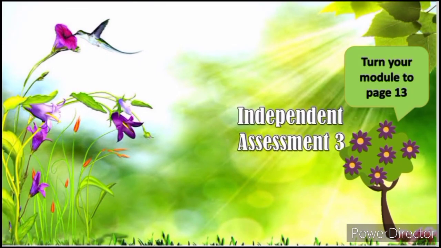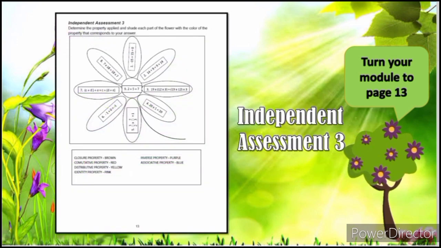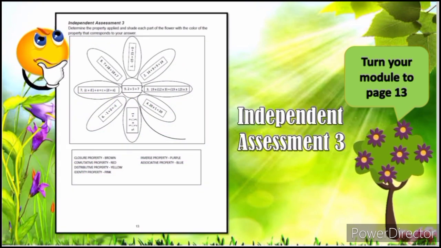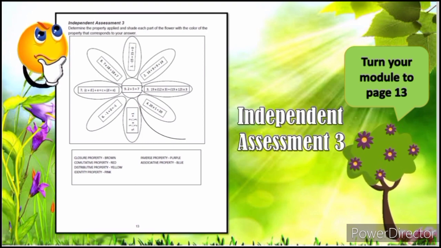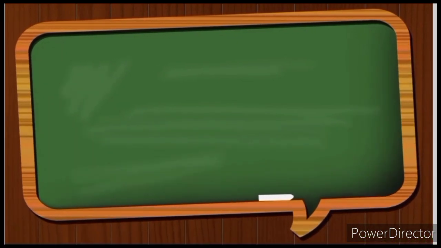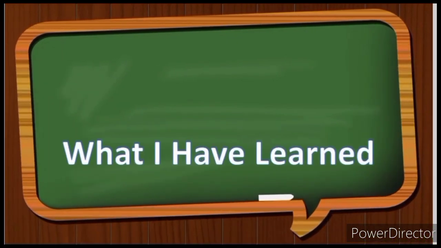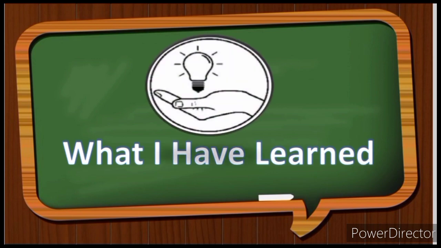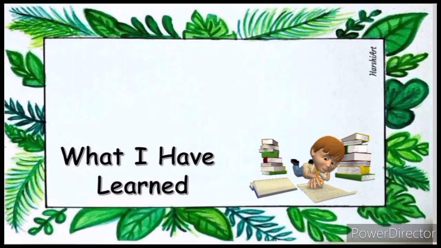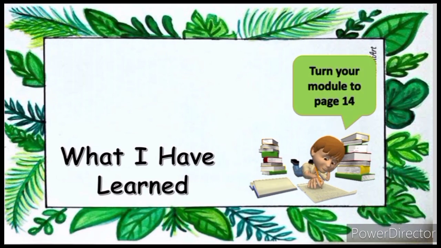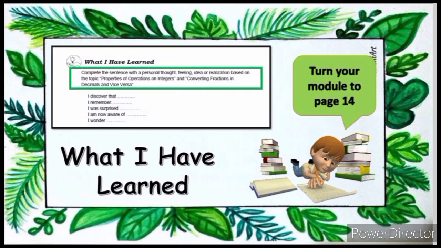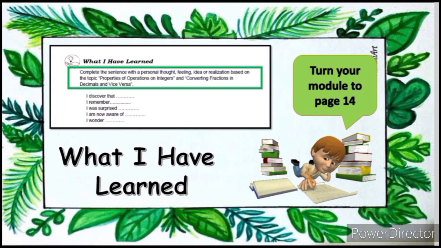Independent assessment number 3. Turn your module to page 13. Determine the property applied and shade each part of the flower with a color of the property that corresponds to your answer. What I have learned. Turn your module to page 14. Complete the sentence with a personal thought, feeling, idea, or realization based on the topic, properties of operation on integers, and converting fraction to decimal and vice versa.